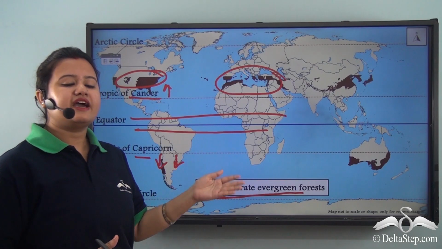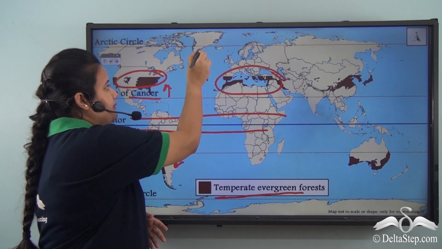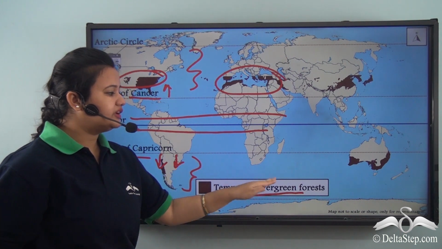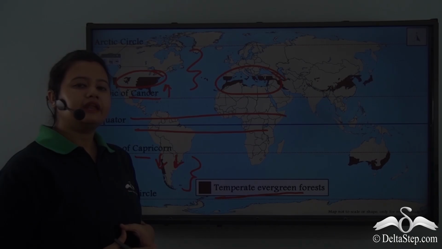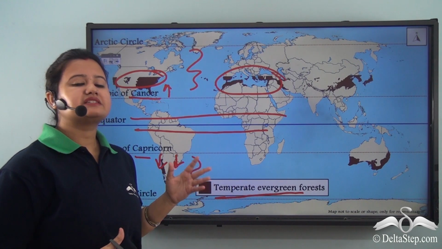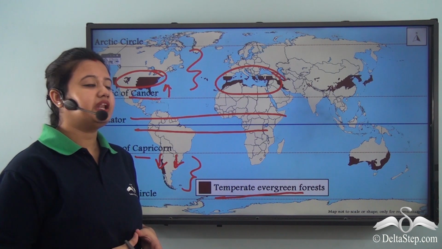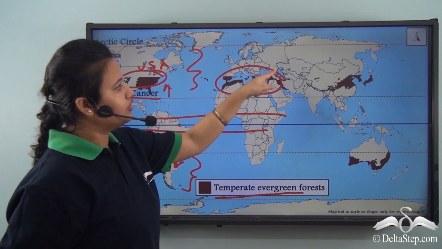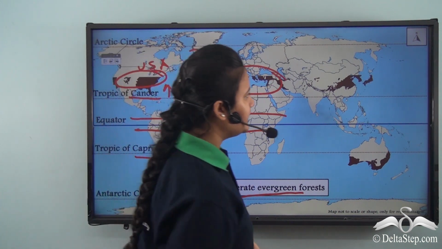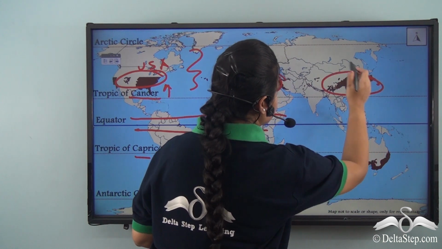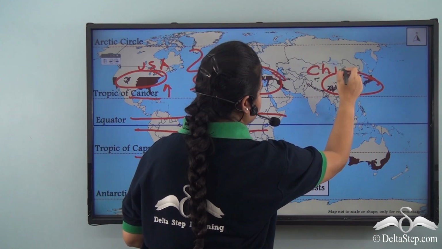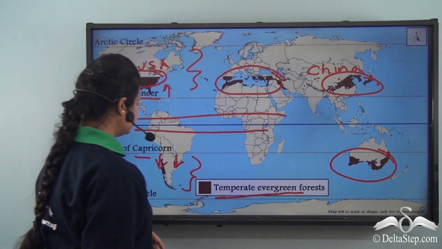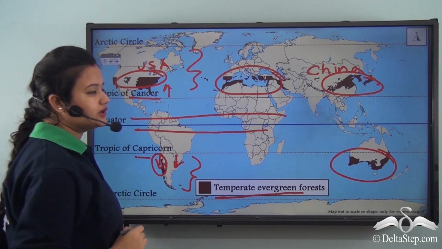Now since these evergreen forests are found in the temperate zone in both hemispheres, they are also known as temperate evergreen forests. Now as we can see in this map, these temperate forests are located in the southern part of USA, in some portion of European countries, in the southeastern parts of China, in the southern part of Australia, and in a small portion of South America.